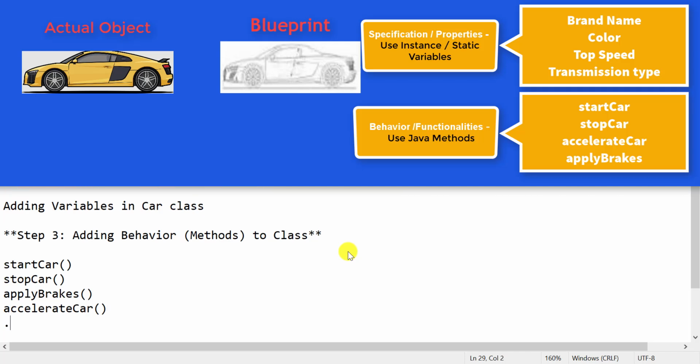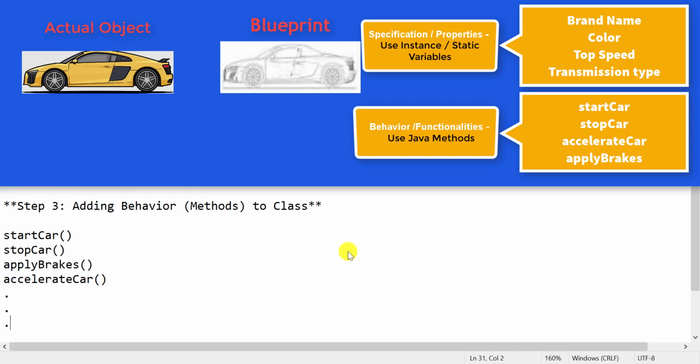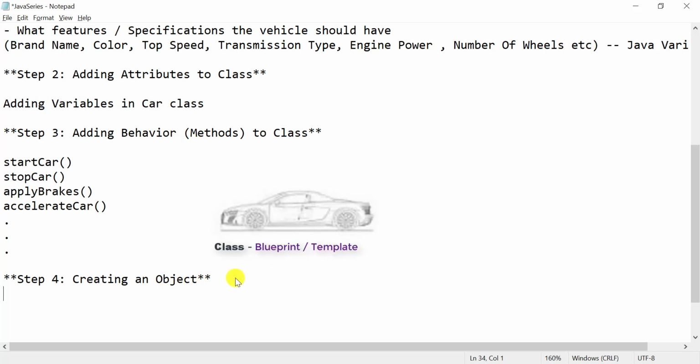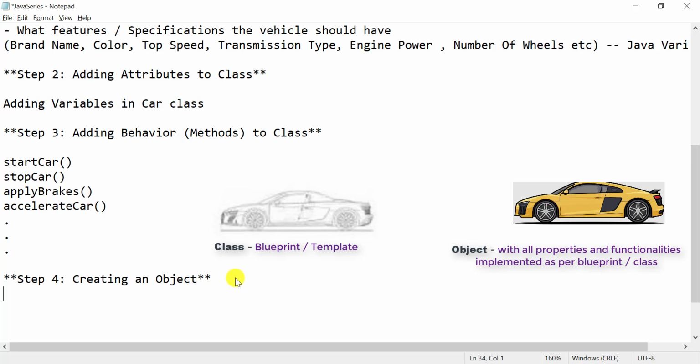Like this, you can create a number of Java methods to define different behaviors for this car class. For every behavior we will create a separate Java method here. So our step 4 will be to create the object for this class. A Java class itself is just a template or a plan, and it will not do anything until we create an object for that class. In Java we can create an object by using the new keyword.